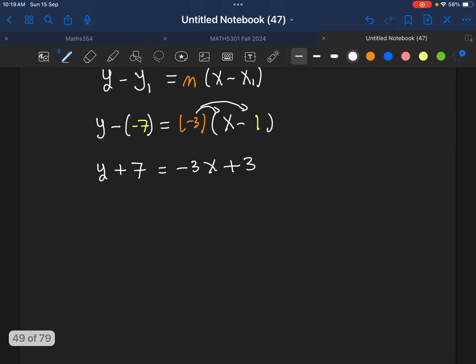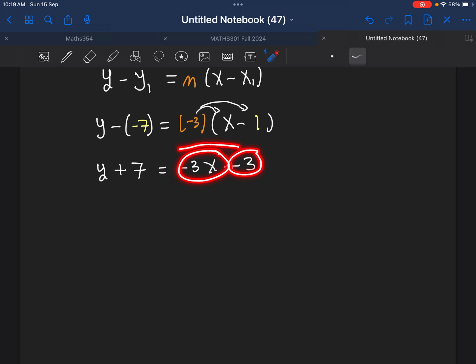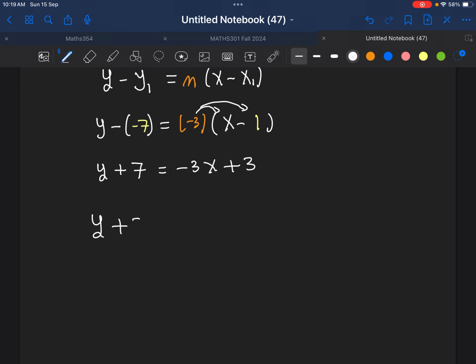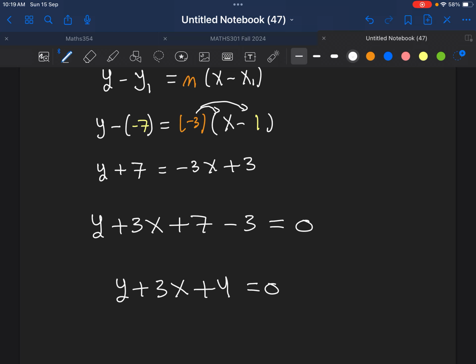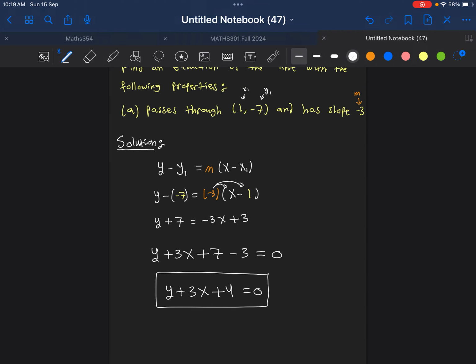Now, I can write it in general form. Let me just do the general form in this example. So what you need to do is move everything to the other side. You will get y plus 3x plus 7 minus 3 equal to 0. So finally, it will be y plus 3x plus 4 equal to 0. This is the general form.